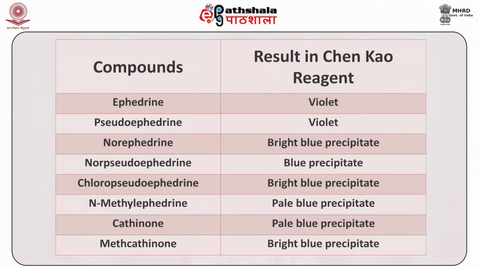This test is used to distinguish ephedrine, pseudoephedrine, norepinephrine and methcathinone from amphetamine and methamphetamine. The latter two do not react with Shen-Kao reagent. The reagent is prepared in 3 parts. In this table we have shown in the first column the compounds, and in the second column the results obtained from the Shen-Kao reagent.